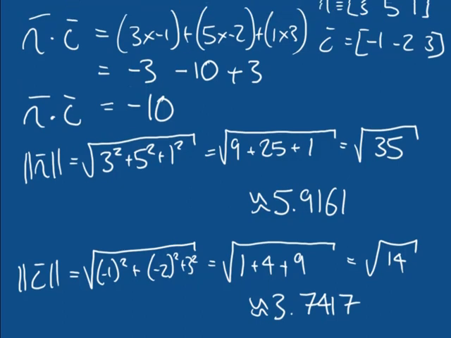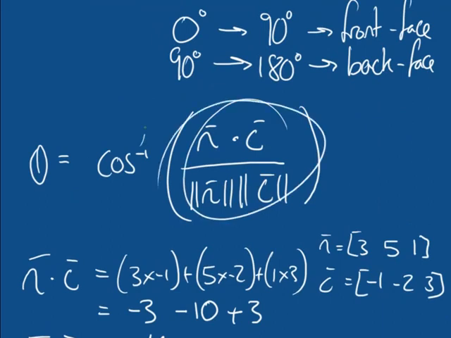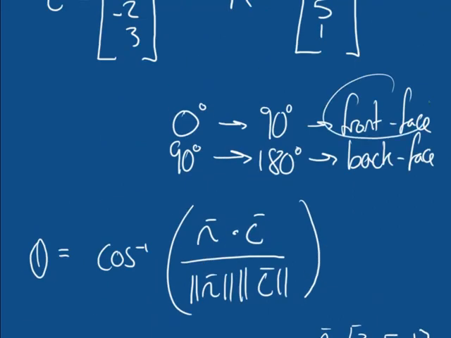So we now know the value for n dot c, the magnitude of n, and the magnitude of c. So we can work out this value right here, take the inverse cosine of it, and that will give us our angle. We can then compare that angle to see, are we a front face or a back face?